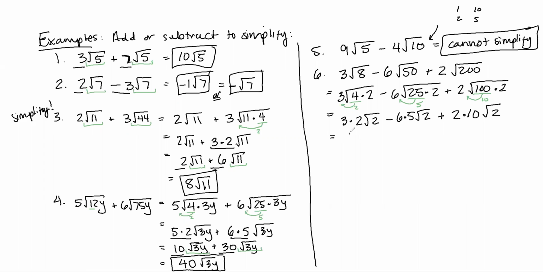So 3 times 2 is 6, root 2, minus 6 times 5 is 30, root 2, plus 2 times 10 is 20 root 2. Now they are all root 2, so we can combine all three of these coefficients, just like if you had three like terms. So 6 minus 30 is negative 24, and negative 24 plus 20 is negative 4, and then square root of 2.